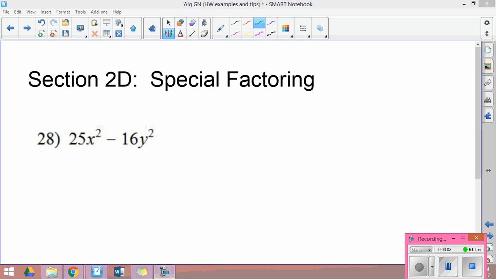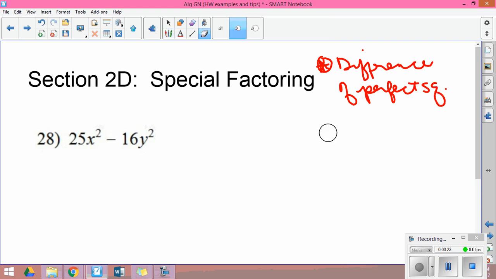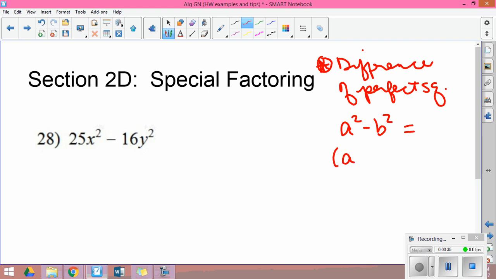Now, there are also some special factoring situations that you want to learn to recognize because it goes a little faster. A key one is the difference of perfect squares, and we typically write this one as a squared minus b squared. So if you recognize two perfect squares being subtracted, it will always factor into the square root plus the square root times the square root minus the square root. So really that middle term is missing.